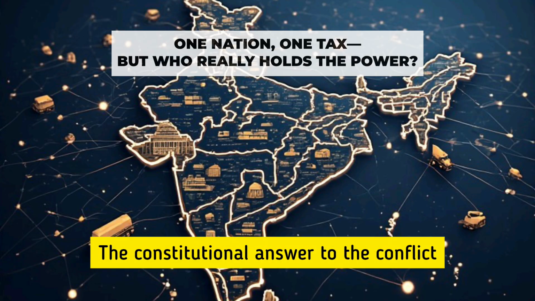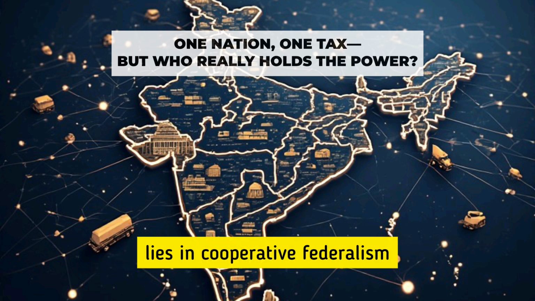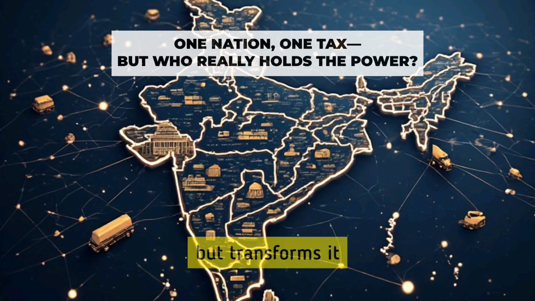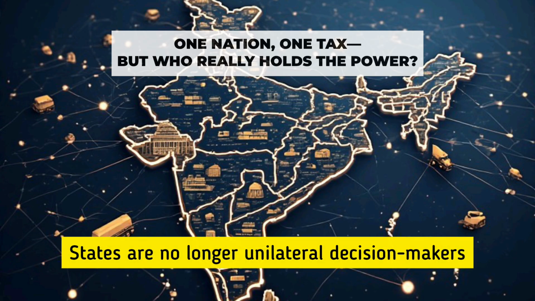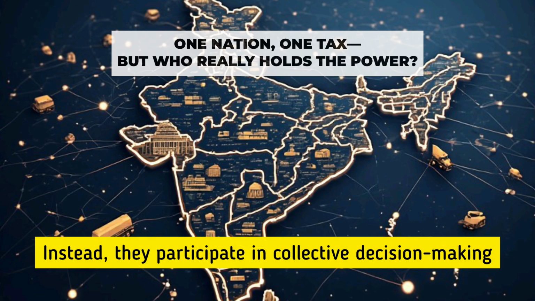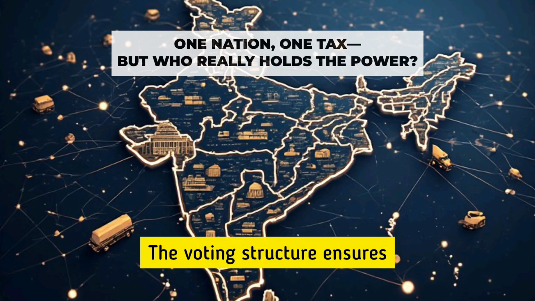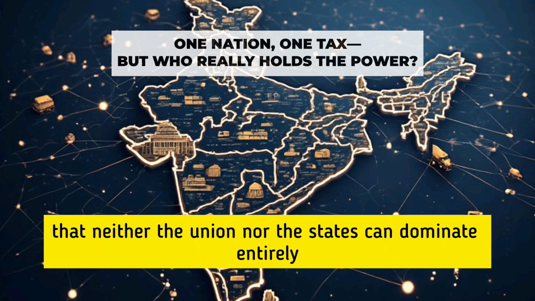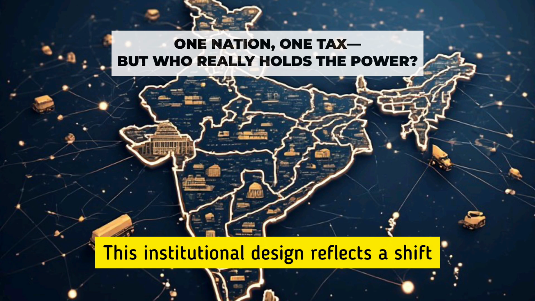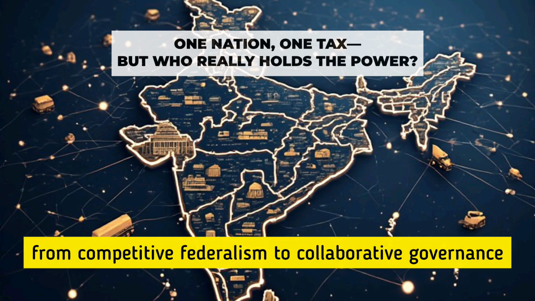The constitutional answer to the conflict lies in cooperative federalism. GST does not eliminate state power but transforms it. States are no longer unilateral decision makers in indirect taxation. Instead, they participate in collective decision making. The voting structure ensures that neither the union nor the states can dominate entirely, requiring negotiation and consensus. This institutional design reflects a shift from competitive federalism to collaborative governance.